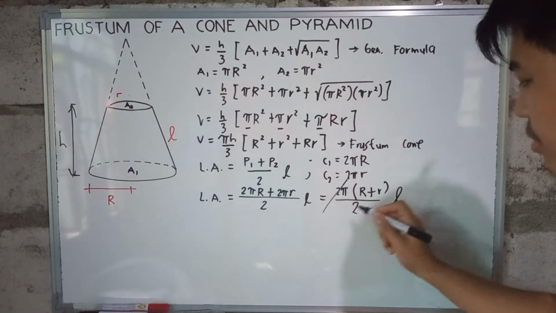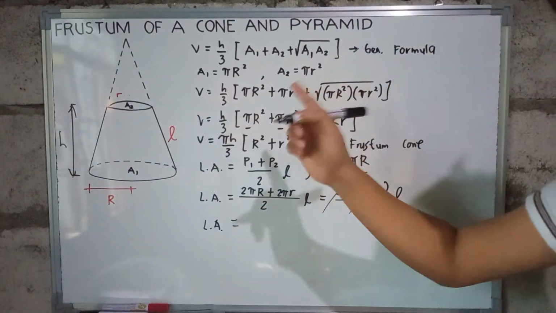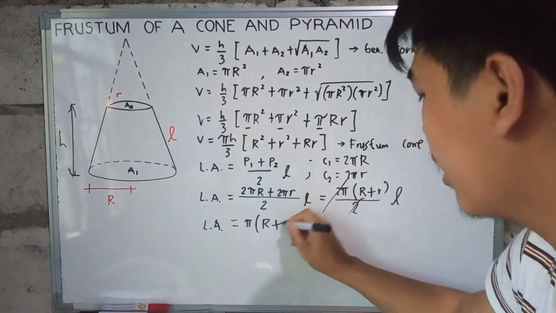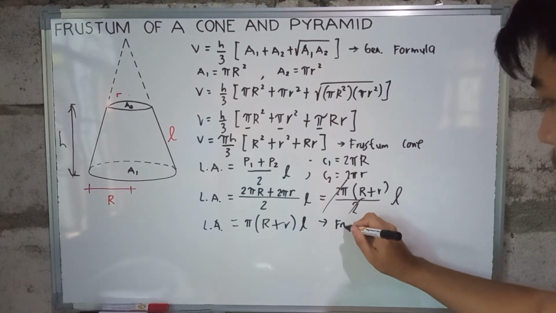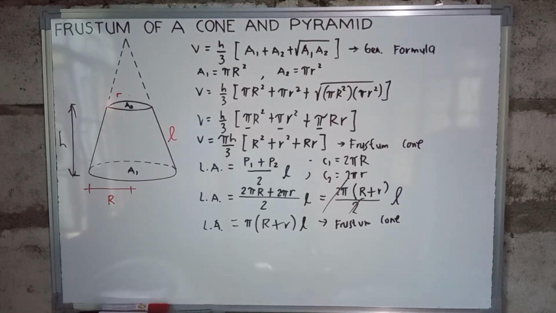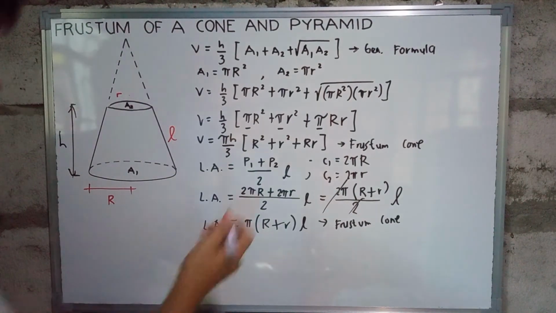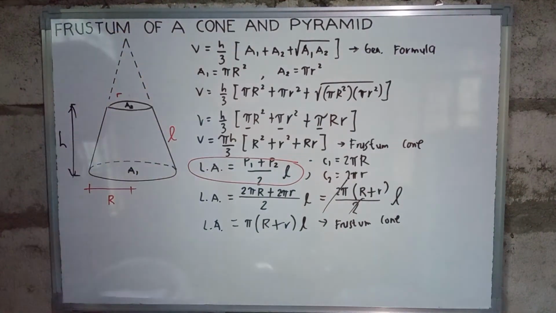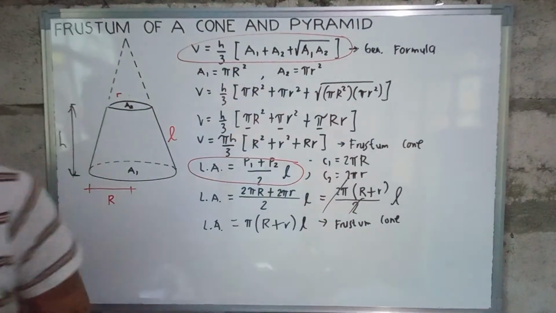So makakancel si 2. So the lateral area for frustum of a cone is pi capital R plus r multiplied by the slant height. For cone lang to ha, frustum of cone. So, yung sinasabi ko sa inyo is i-memorize na lang yung mga general formula natin. So, in this example, ito yung general formula natin na applicable sa cone at saka pyramid. Sa volume naman, ito naman yung general formula.